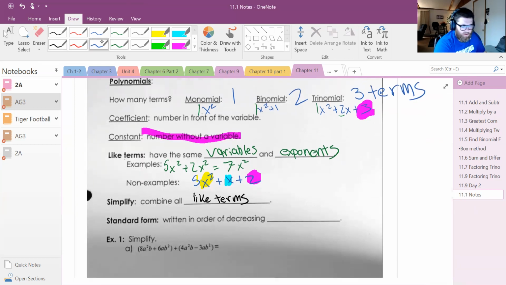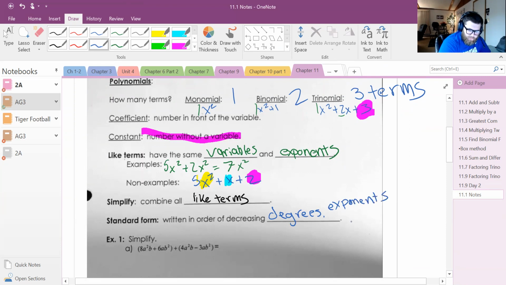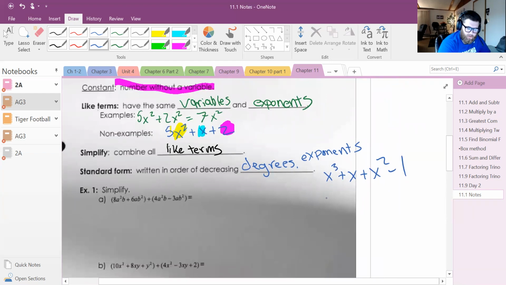Standard form is written in order of decreasing degrees. Do we know what degrees are? Maybe not. For example, it's like exponents, so decreasing exponents, we could say. If I have x to the third plus x squared minus 1, we want the largest degree out front, x to the third. The second largest is next, x squared plus x, and the constants are always going to be last. That's standard form.